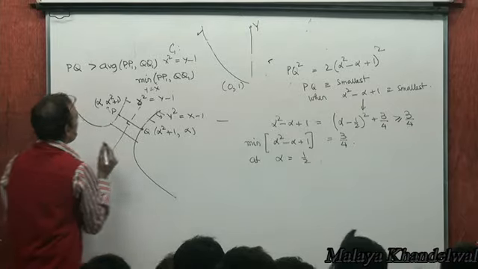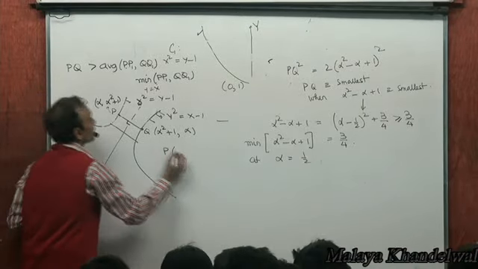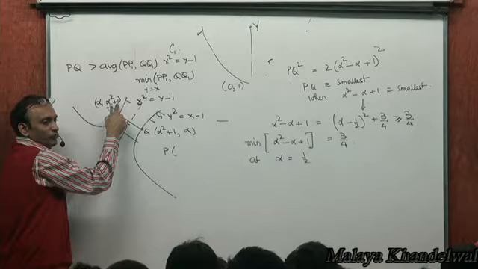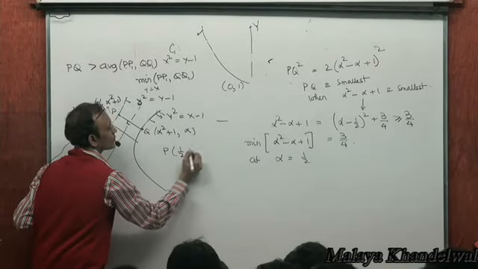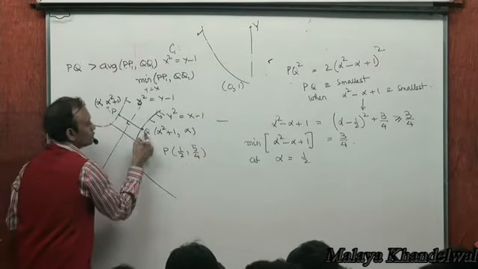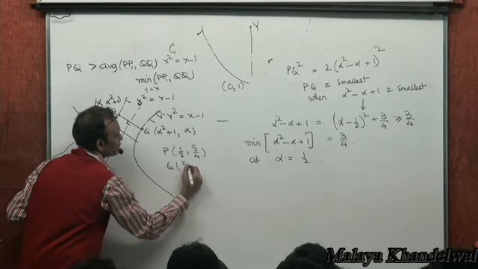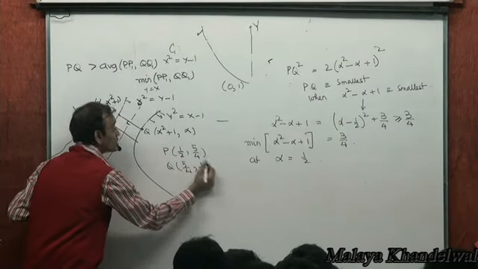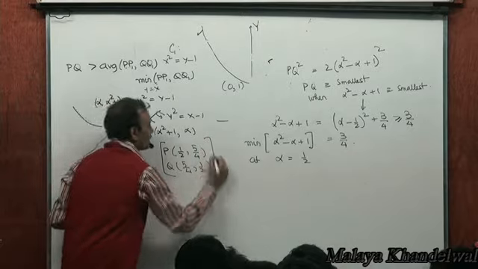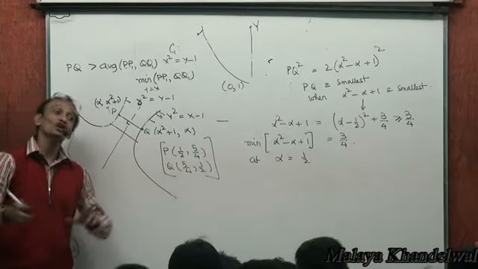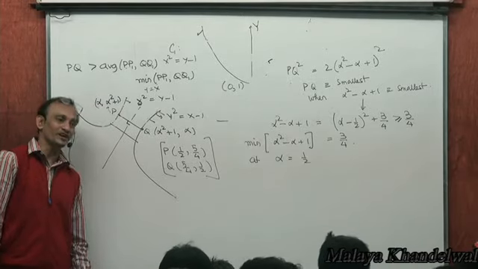Right? So when alpha is half, what is P? P would be (half, 5 by 4). Q, the mirror image of this, would be (5 by 4, half). Such would be the coordinates of P and Q for PQ to be the smallest it ever could. Got it? Very good.